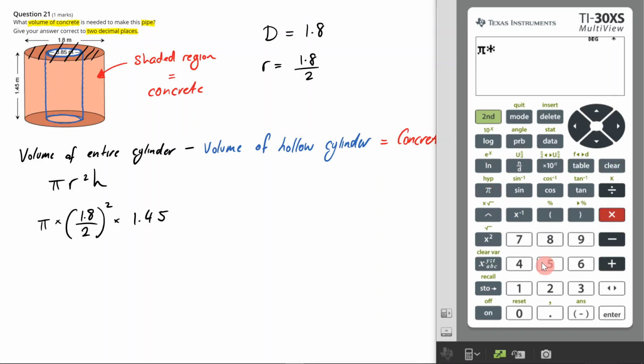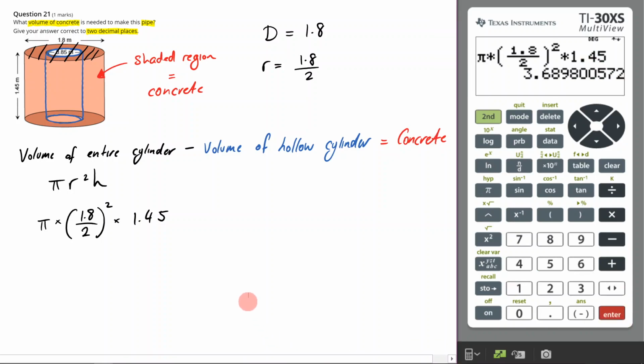I'm going to go pi times brackets, this 1.8 over 2, this button squared, times, whoops, I forgot to close my brackets. My bracket should go there, then I square it. So times 1.8 over 2, close bracket squared, because I want to square all of that. Then I'm going to times it by 1.45. Good. Pi times half the diameter squared times 1.45 is going to be equal to this number right here, 3.6898 dot dot dot.